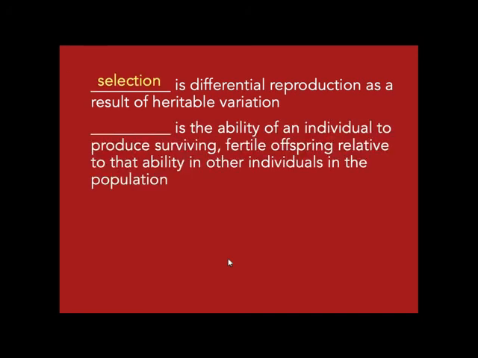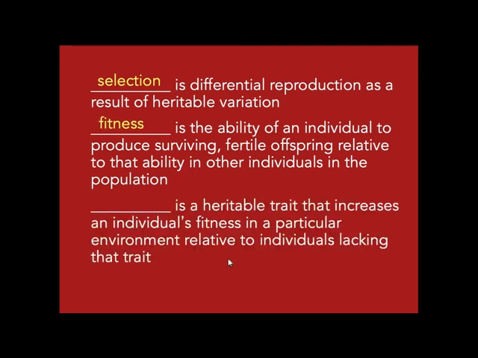All right, so what's differential reproduction as a result of heritable variation? Selection! Yeah, selection. What is the ability of an individual to produce surviving fertile offspring relative to the ability of other individuals in the population? That's fitness! Yeah, fitness. What is a heritable trait that increases an individual's fitness in a particular environment relative to individuals lacking that trait? Oh, it's an adaptation! Yeah, an adaptation. All right.